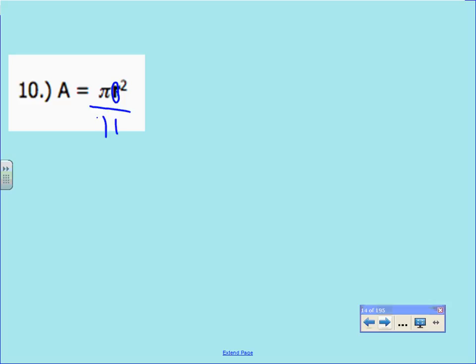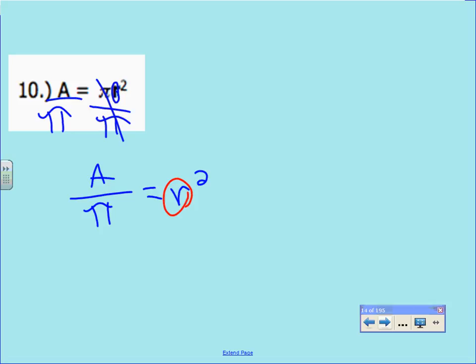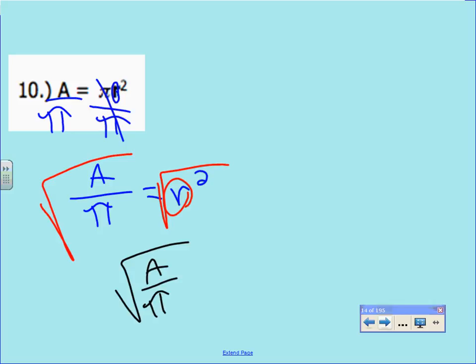We need to get R by itself. First thing you want to do is divide both sides by pi. So divide both sides by pi. So we have A over pi equals R squared. We're still getting R by itself, so I'm going to circle it. Okay, now, how do you get rid of a square, or I should say an exponent of a 2? Anastasia? Good. Square root both sides. The square root of any variable squared is just that variable. So we are left with square root of A over pi equals R.